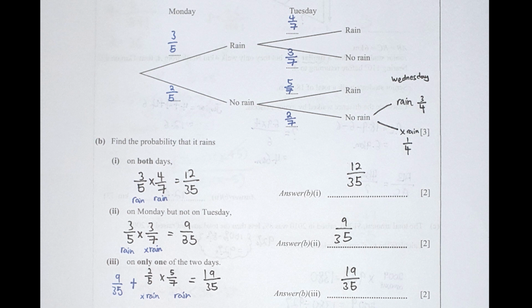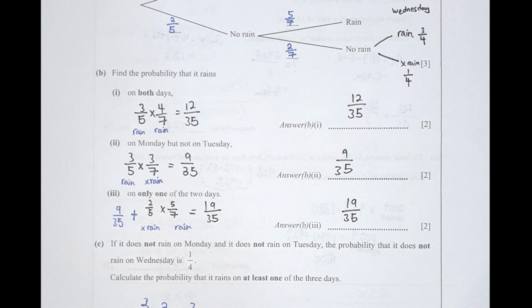Only one of the 2 days. So I took 9/35, which is the result in section 2, added with first day no rain, Tuesday rain. So you get the result as 19/35.